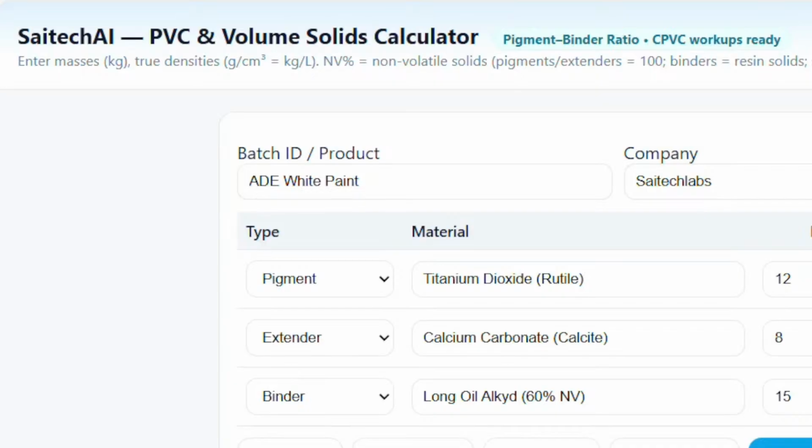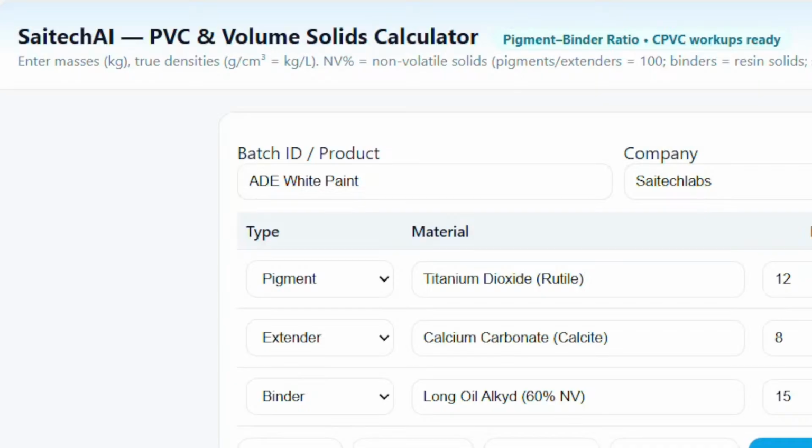So this is the PVC concentration. And what is the volume solids? Volume solids means 100 times pigment plus binder solids, divided by pigment plus binder, plus any solvent if there is. You can also include solvent. In the case of volume solids, it may be useful.